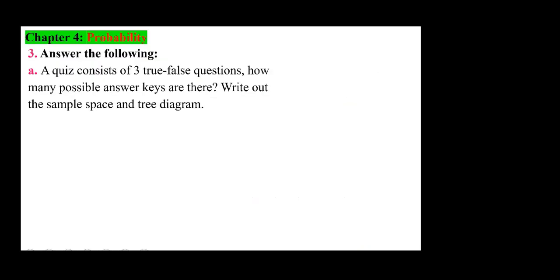A quiz consists of 3 true-false questions. How many possible answer keys are there? Write out the sample space and tree diagram. Well, the general formula, N of S, the sample size, is the number of outcomes per stage, and then you raise it to the power of the number of stages.